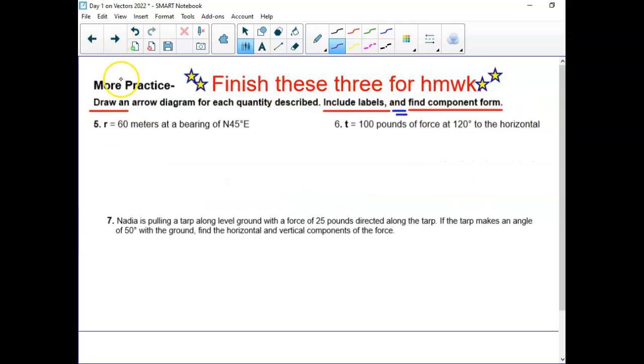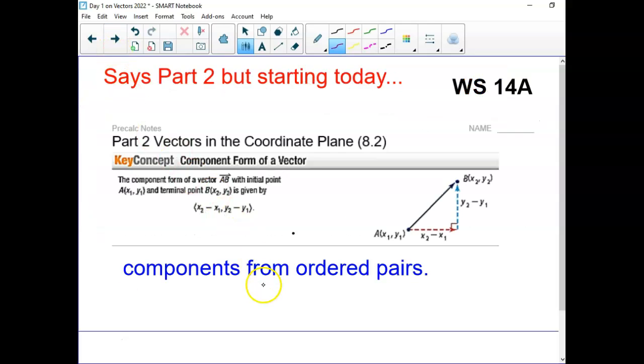And I want you to finish these three tonight for part of your homework, okay? Remember, you have to draw, label, and find the component form just like we did on those four, okay? Does that make sense? So you have to do both the drawing and the component form. All right, I want to start this next section though, because then you can do a little Delta Math tonight too, I think.